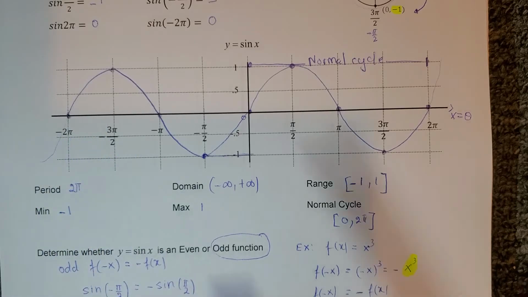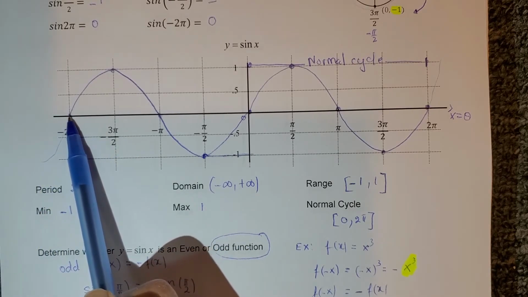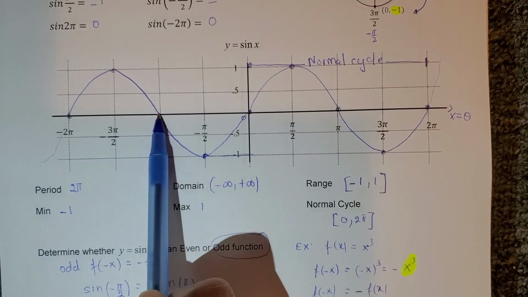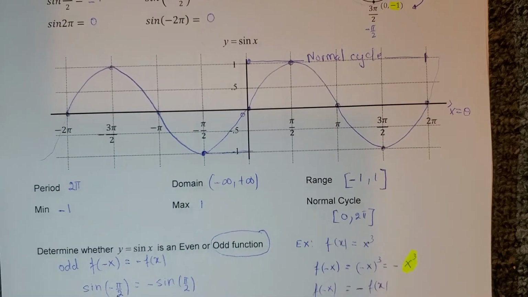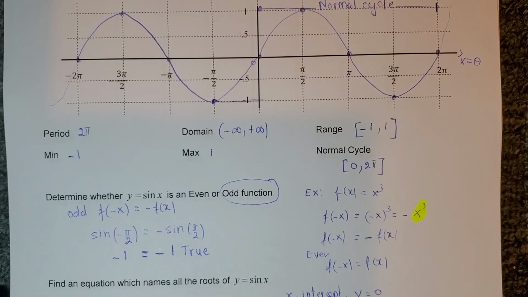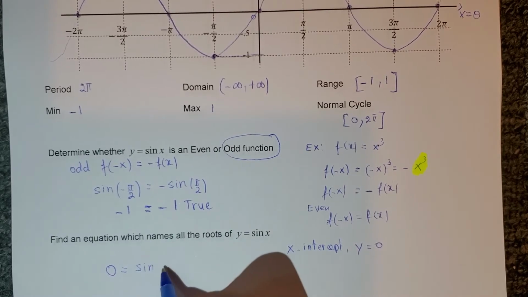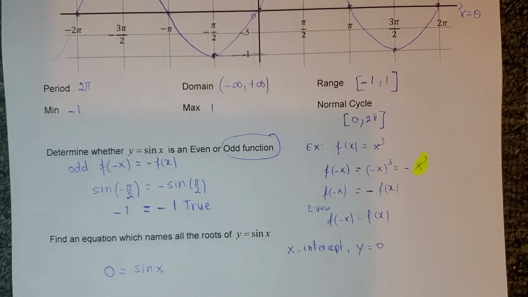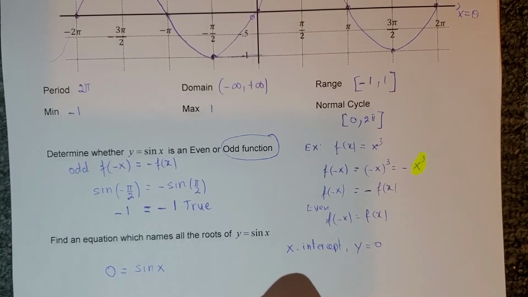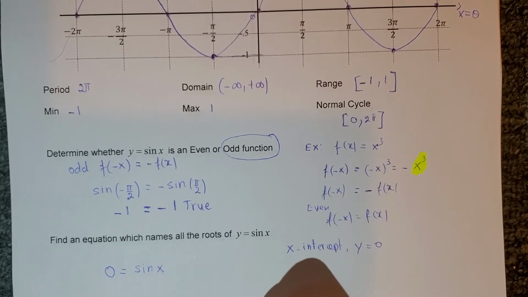So when we have an x-intercept here, y has to be equal to 0, here and here. That means I'm going to set my function equal to 0. So y equals 0 equals sine of x. And x here represents an angle, right? So what angle makes y equal to 0? That means x must be equal to n pi.